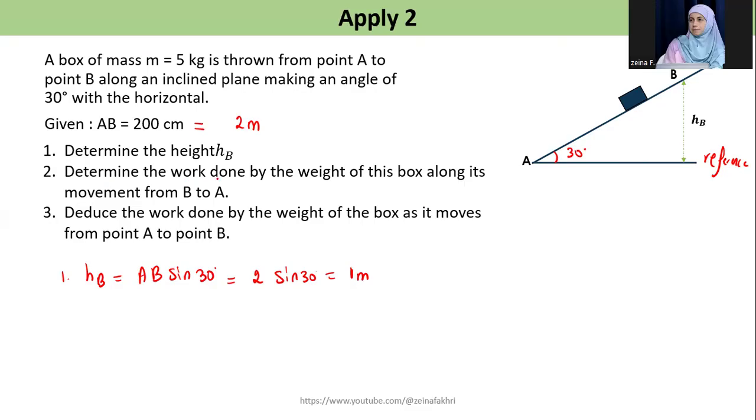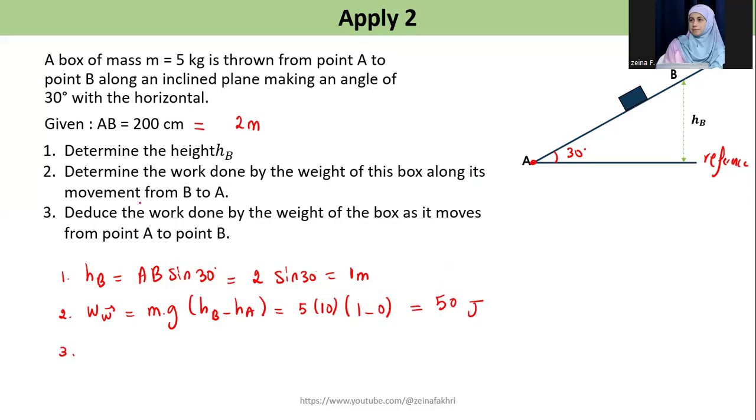Now determine the work done by the weight of this box along its motion from B to A. The object is moving from B to A, and you have to calculate its work. So the work of the weight equals the mass times g. The initial height is the height of B, and the final height is the height of A, since it's moving from B to A. So it will be equal to the mass, 5, multiplied by 10 multiplied by 1 minus 0, since A here is on the reference. We get as the answer 50 joules.